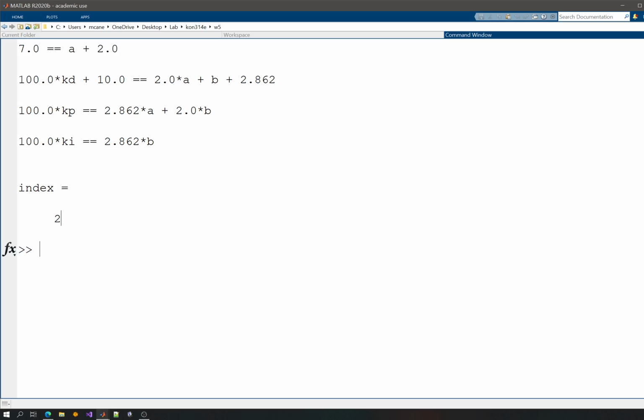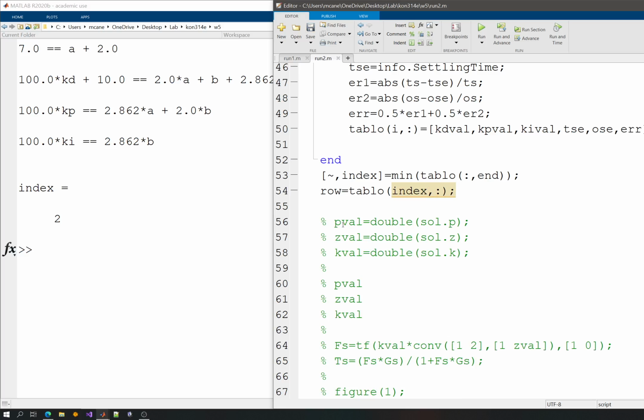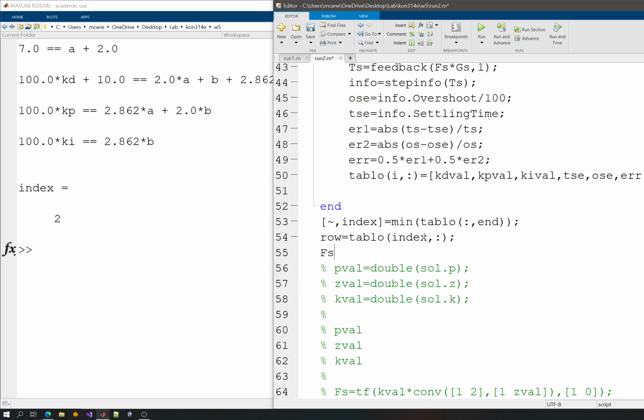So index 2, the second, is the ideal one, so I will say row equals the table, the index row, and give me all columns now. Since all the columns will include my KP, KI, and KD values. It is possible to write code that will get the solution from here, or you can also save these here, but I'm not interested in that. I'm just going to use this, and I know that my controller should be constructed as follows.